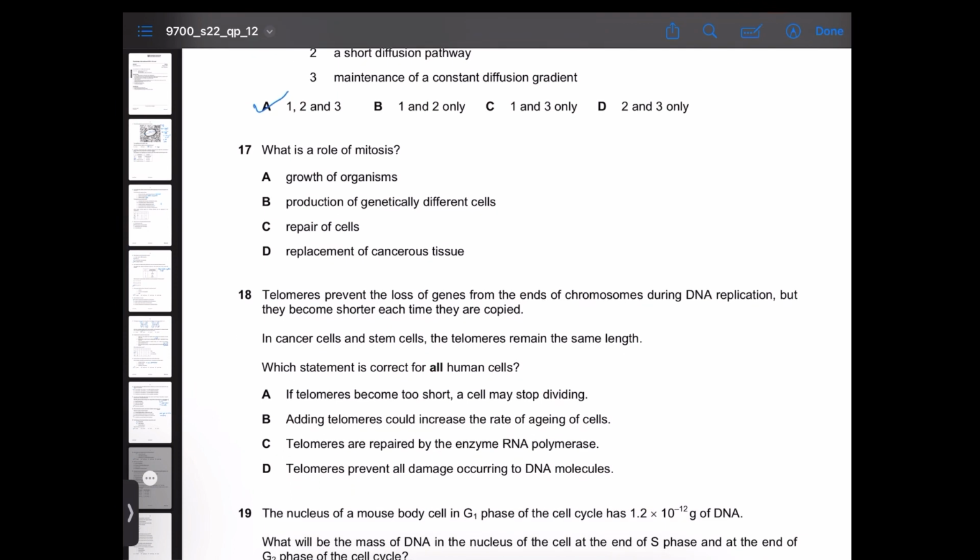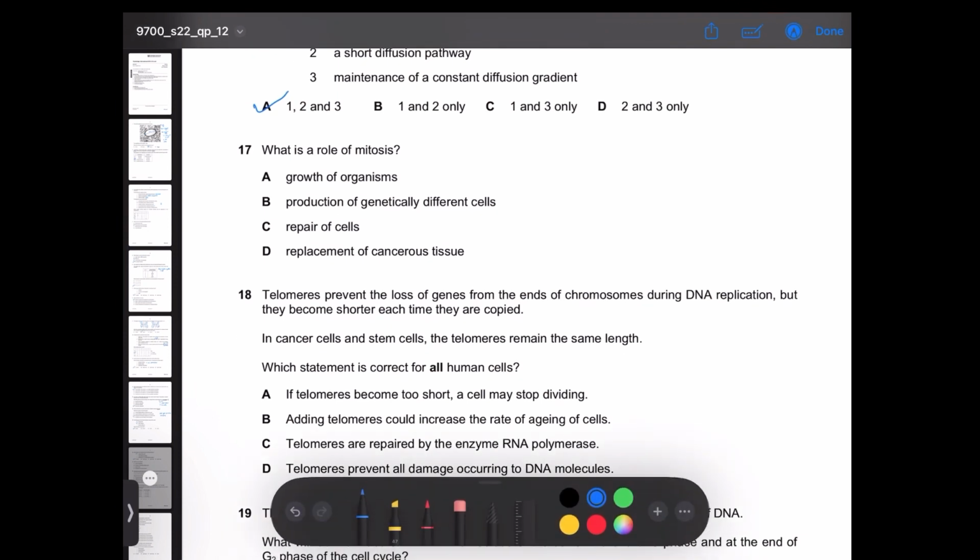What is the role of mitosis? The growth of organisms, yes. Production of genetically different cells, no, because mitosis produces genetically identical cells. Repair of cells, yes. Replacement of cancerous cells, no. The growth of organisms, yes, because during cell division the cells are divided identically. For example, during fertilization the zygote forms, and when the zygote divides, it divides by mitosis.